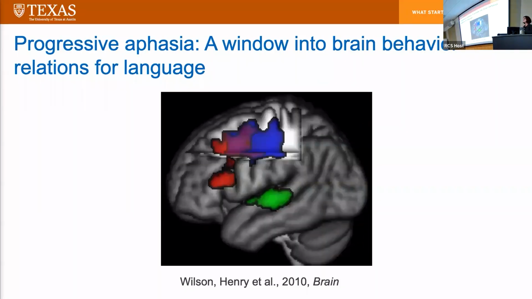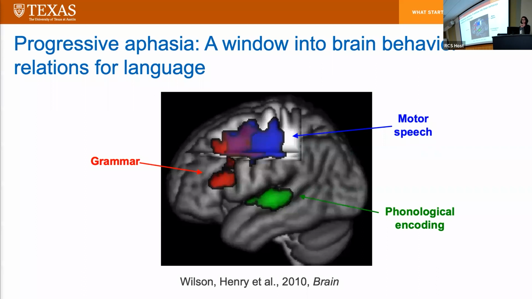Now, from a neuroscience standpoint, primary progressive aphasia is fascinating because it's one window into the neural substrates of language. So we can look at correlations between these pathological changes in the brain and language behaviors that are of interest to us, like grammar, like motor speech or articulation, like phonological encoding. This is putting the sounds together into words to be able to say them.